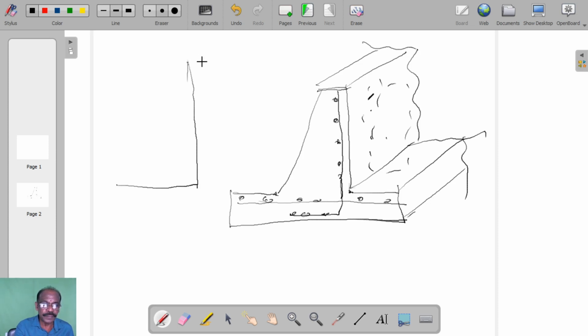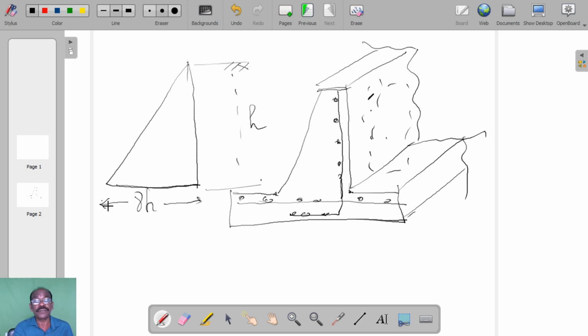Now this is the height of the earth. Okay. Now this is the maximum height. Then the pressure diagram is like a right angle triangle, and the magnitude at the bottom depends upon the density of the earth and the height of the backfill. Now this is the height of the backfill. So this is nothing but the pressure at the base.